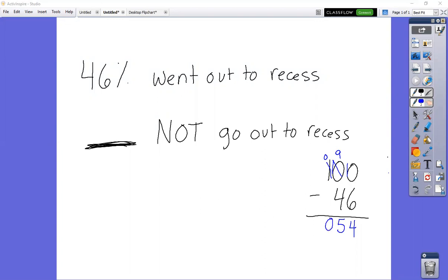So our answer is 54. We need to make sure we put that as a percent. So 54%. So if 46% of students went out to recess, then that means 54% of students did not go out to recess. Okay, let's try one more problem like that.